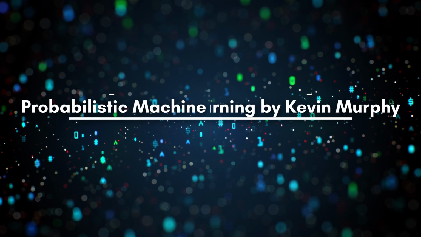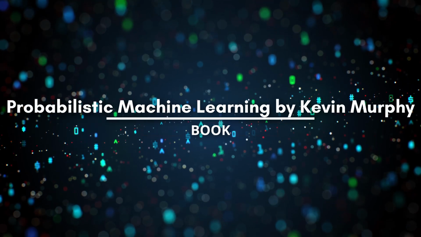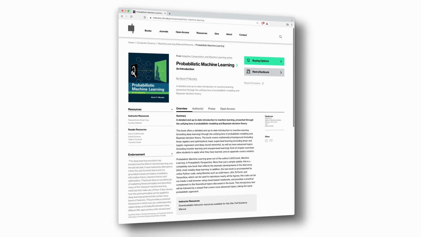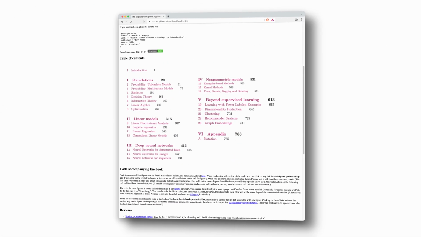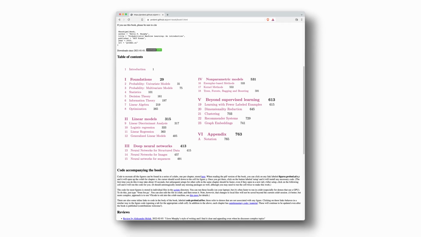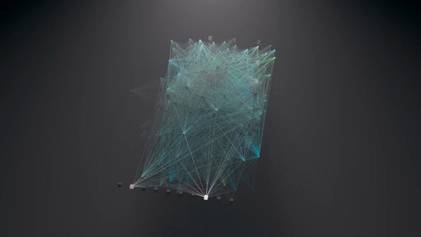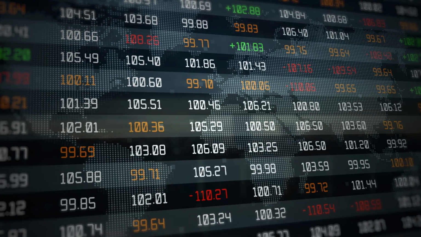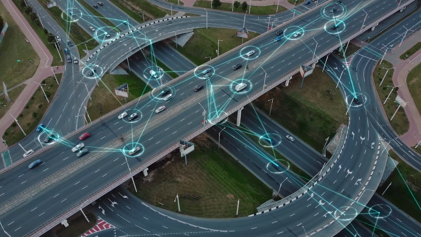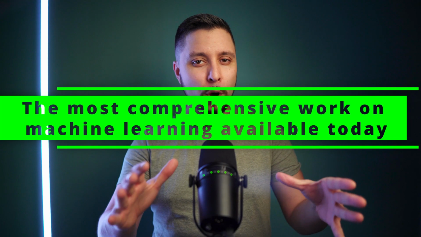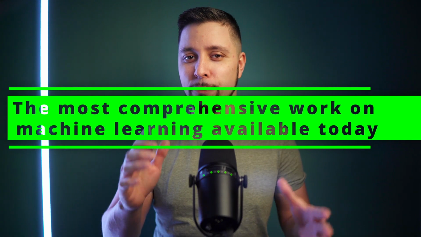And the first one is the book Probabilistic Machine Learning by Kevin Murphy. Probabilistic machine learning covers all the technical and practical aspects of modern and classical machine learning. The book content includes a significant portion on probability theory and linear algebra, which are key ideas for understanding and developing modern machine learning systems. Aside from the fundamentals, the authors present in-depth insights and explanation into recent breakthroughs in supervised and unsupervised learning. This book has the potential to be the most comprehensive work on machine learning available today.